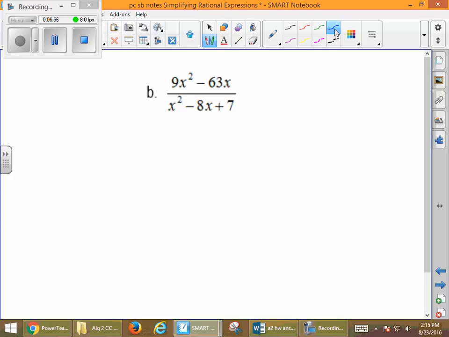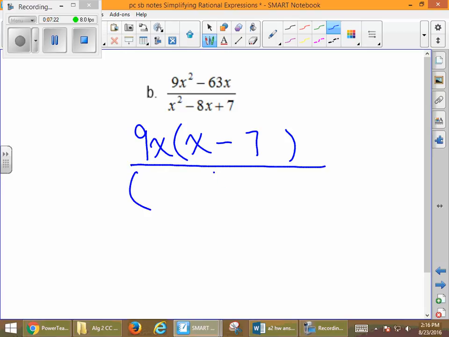Well, will 9 go into 63? Yep. And in fact, there's an x squared and an x, which has a GCF of x. If we factor out a greatest common factor of 9x, we're left with x minus 7. 9x squared divided by 9x is x. 63 divided by 9 is 7.